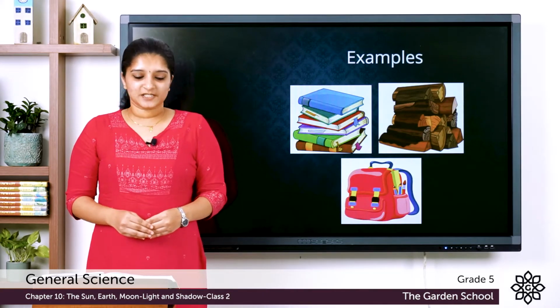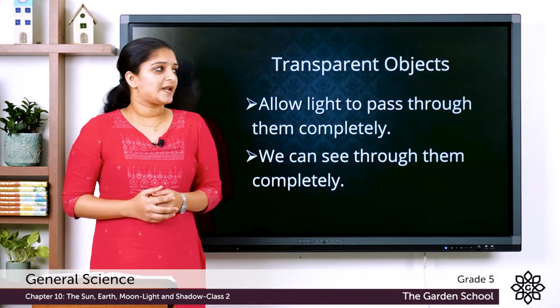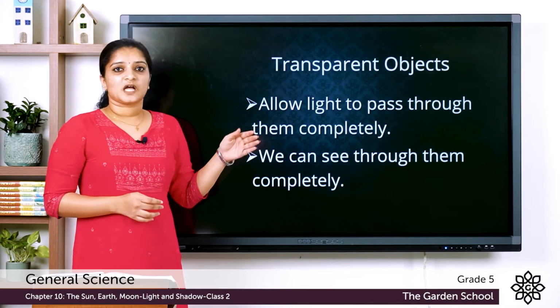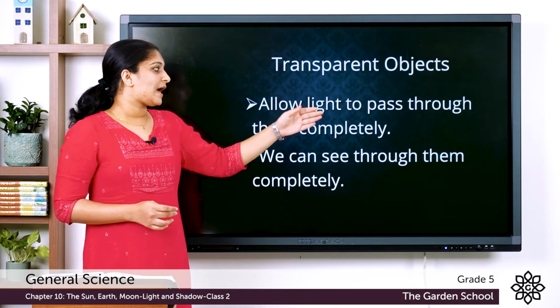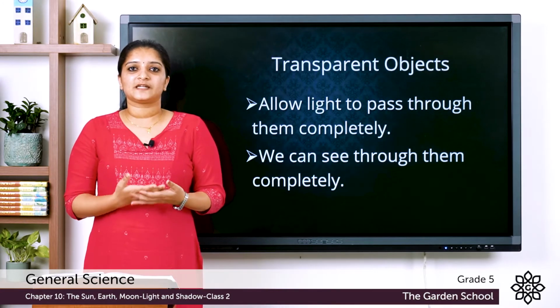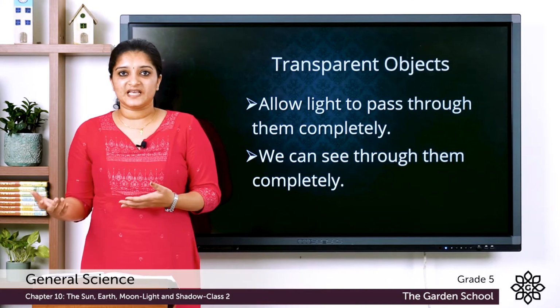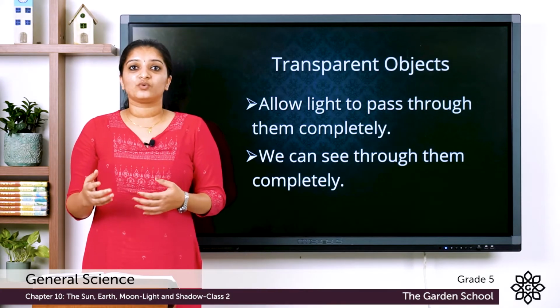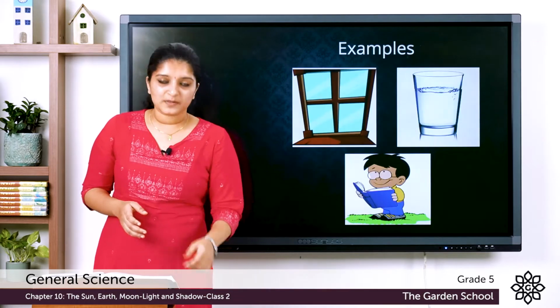Now let's see the second type of object, that is the transparent object. Transparent objects are those objects that allow light to pass through them completely. They allow light to pass through very easily, and we can easily see through these objects. Let's see some examples of that.